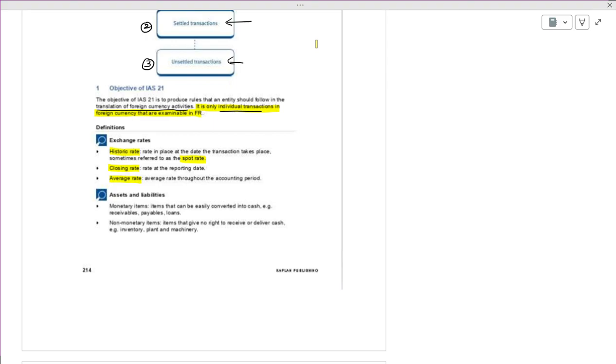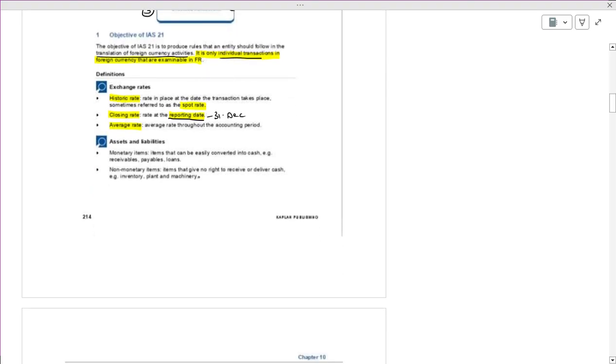The closing rate applies at the reporting date, which is 31st December, throughout the accounting period. From an examination point of view, the same rule we follow in our country also applies in ACCA. 31st December is the reporting date, and this reporting date is very important in every other chapter. You also have the average rate.